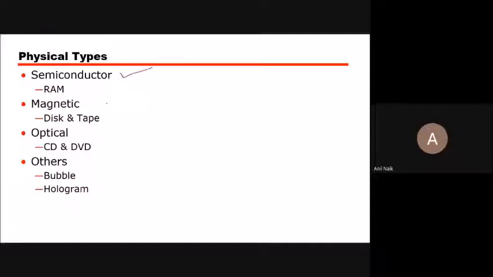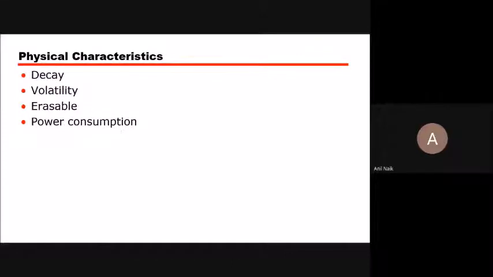And these are some of the memory types. Semiconductor, that is RAM. RAM is a semiconductor memory. Magnetic disk, the secondary hard disk and all, it's a magnetic device. CD, DVD, it's optical. And you won't use bubble and hologram and all. I think you people are familiar with RAM, hard disk, CD, DVD. Then physical characteristics: decay, volatility, erasable, power consumption.